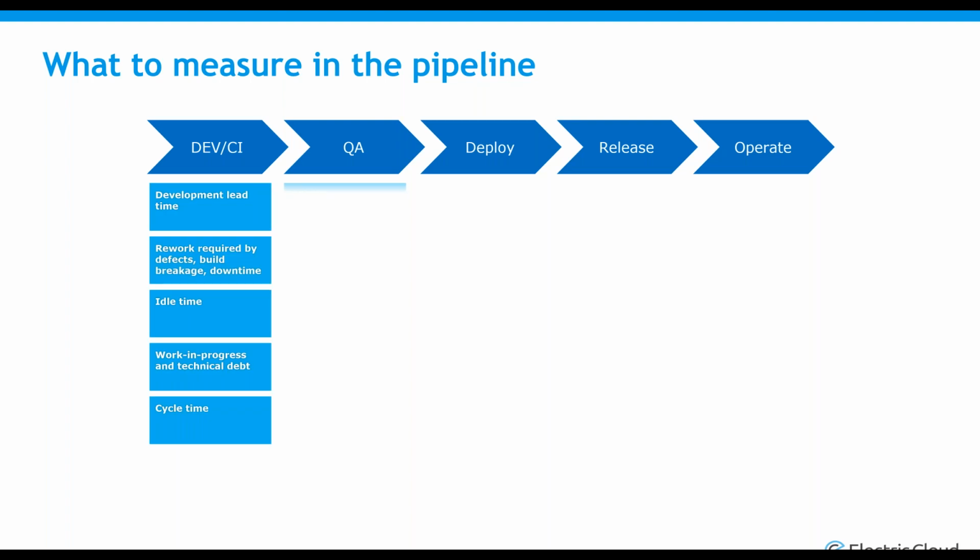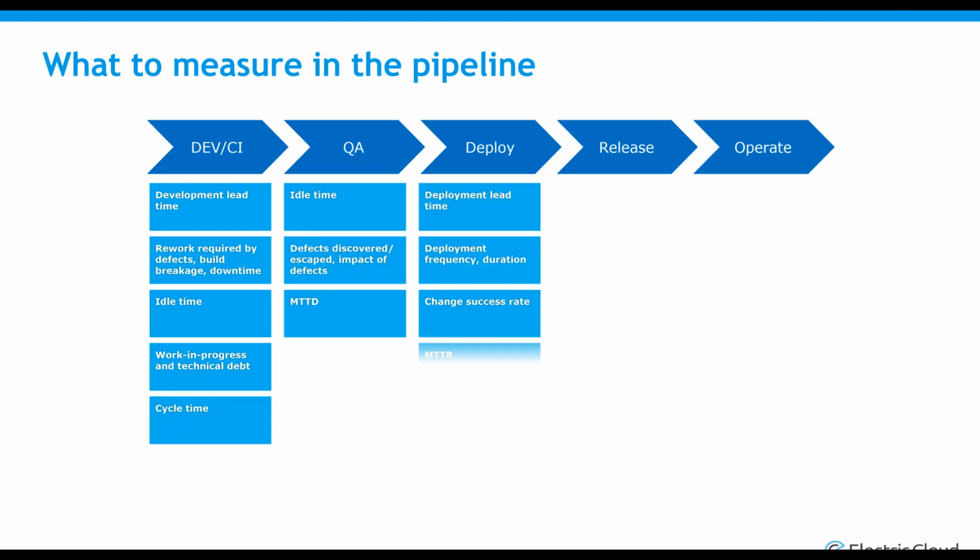Now, what I'm going to do here is throw out a bunch of metrics in the various stages of the pipeline. Obviously, I'm showing this as a linear progression, and we all know that this is much more of a lather, rinse, repeat scenario. But just for the purposes of going through this.